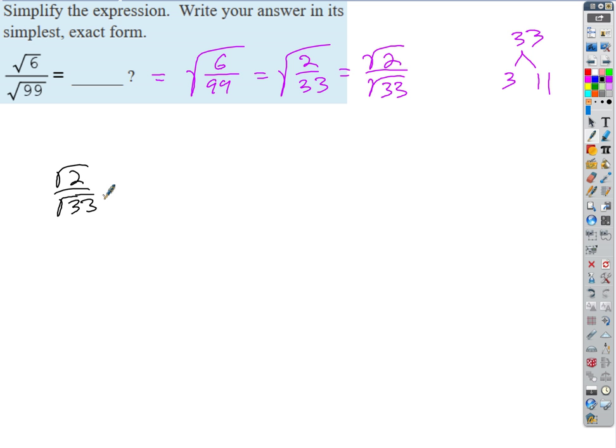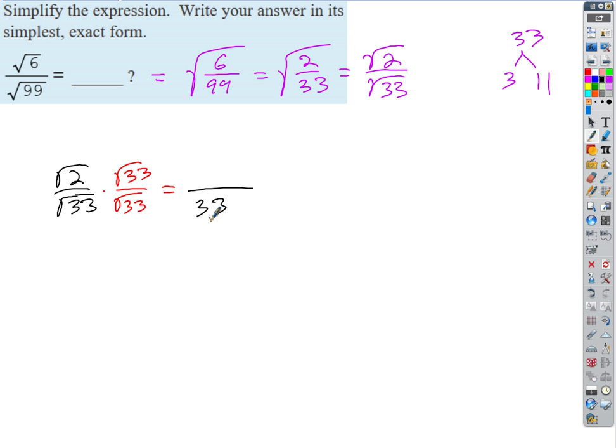Obviously, we can't reduce the top. We're stuck with that. So what do we have to do to rationalize the denominator? Multiply top and bottom by what? Square root of 33. What's that going to give us on the bottom? 33. Right? That just undoes the radical.